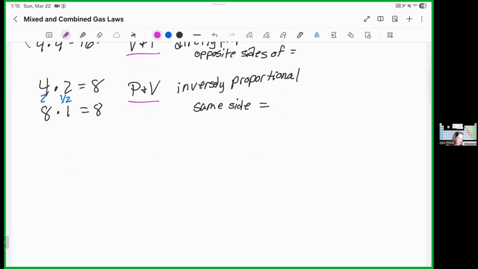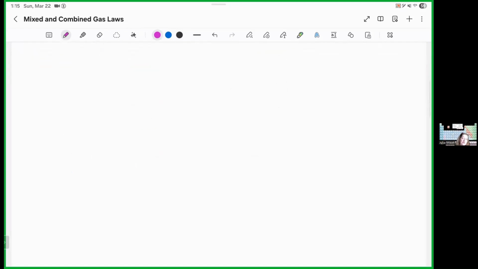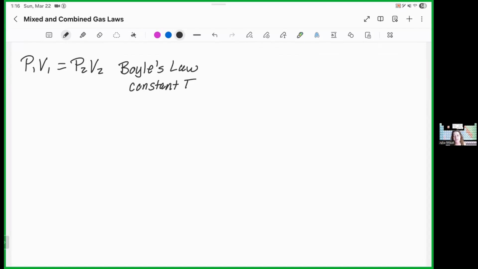Okay, so the reason we're talking about those is because we have a few individual gas laws, and one of them is the first pressure and the first volume. If I change that pressure, my volume is going to change. That is Boyle's law, and that is at constant temperature and constant R and constant number of moles. We're keeping those constant all the time right now, unless I say differently.